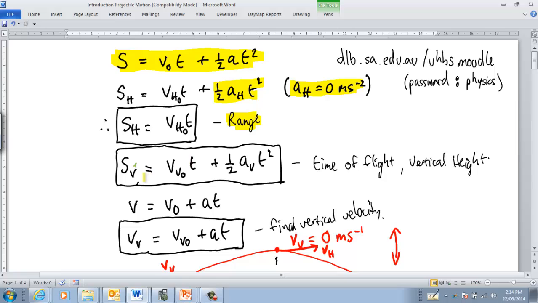When we're looking at our vertical component, it will be V0 T plus a half A T squared, and so that formula stays as is. The only other formula we use is really the final velocity formula, V equals V0 plus A T. That helps us find the final velocity at any time.